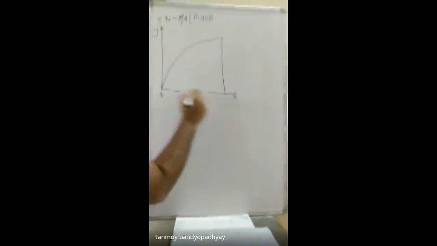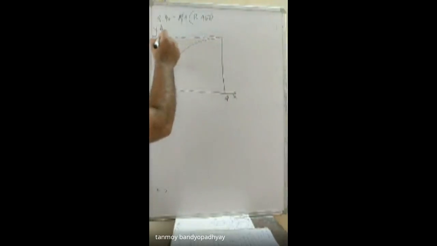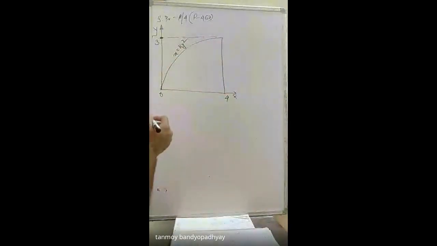This one is 0, this one is 4. If I project this one, this value is 3. The curve is x equals k y square. Now we have to calculate the moment of inertia of the area under this parabola about the x-axis. Solve using the horizontal strip as well as the vertical strip. So we have to solve this problem both ways.